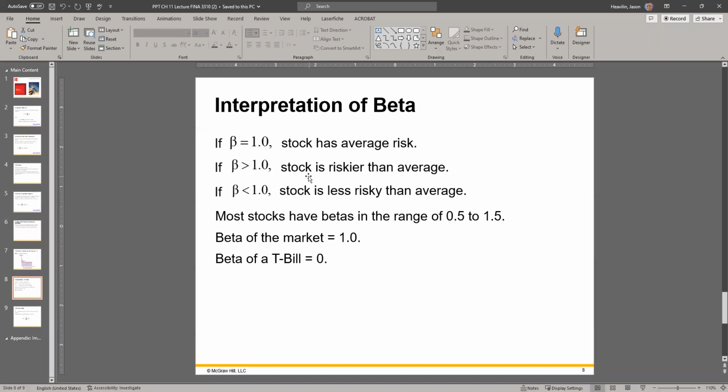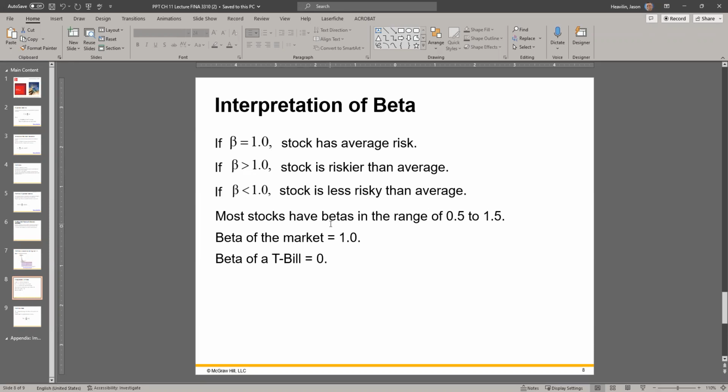If you have a beta higher than 1, then the stock should get a higher return because you're taking more risk, higher return. And the opposite is true. If the beta is less than 1, then that stock is less risky than the market, is one way to express it. So you should get a lower return. Most stocks have betas in the range between 0.5 and 1.5. That is true, but it doesn't mean that you cannot find a lot of stocks out there above 1.5 or below 0.5. The beta of the market is always 1.